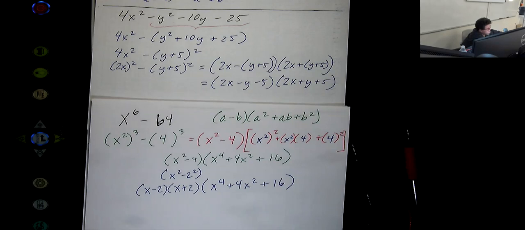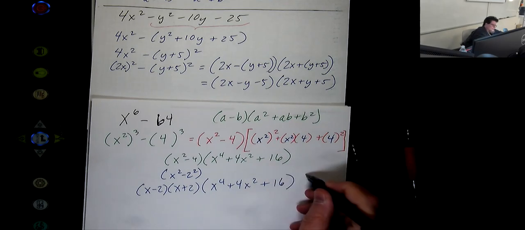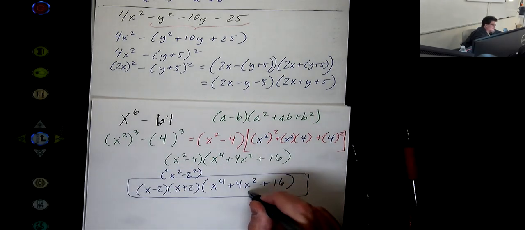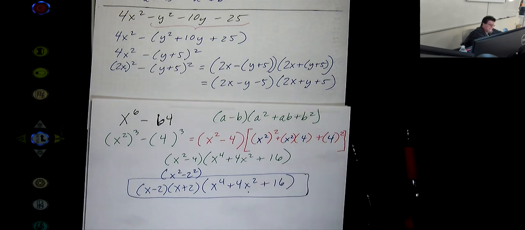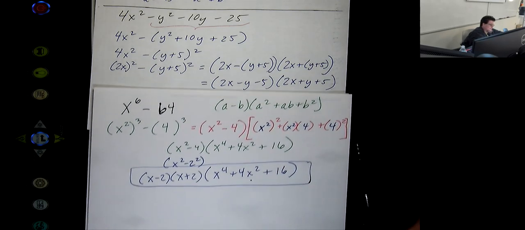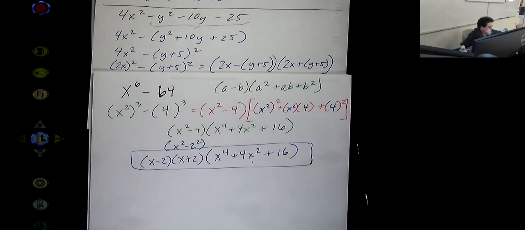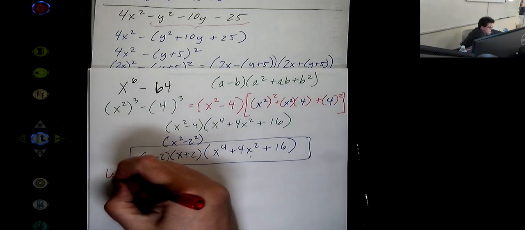That's the best you're going to get with this one. This is the best we're going to get going this direction. I don't know how to factor this. I know it factors though, because I know the answer here. So believe it or not, you're not going to find a way to factor it. But we started off with cubes. Let's start off with squares.